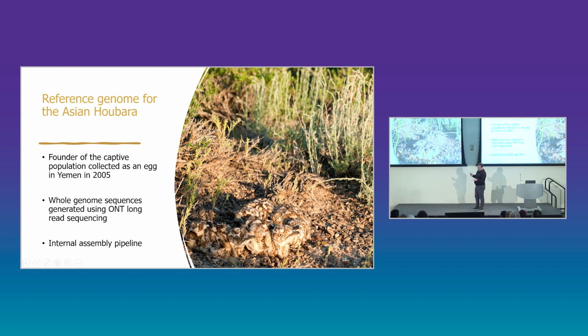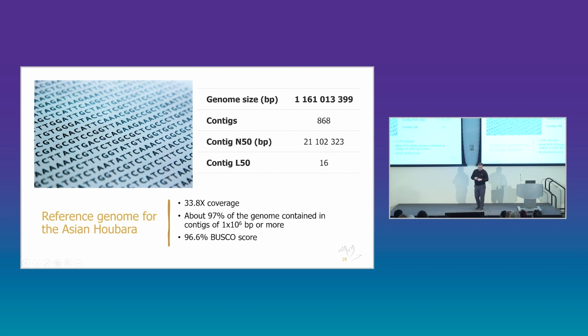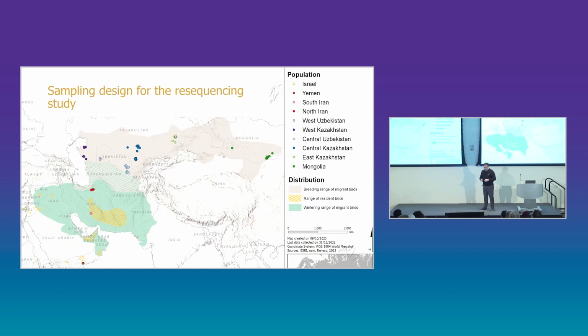So the output of it was a genome of about 1.2 gigabases with close to 900 contigs, but also an L50 of 16, and a very good coverage. And what's important for the following part of the study is that 97% of the genome was contained in contigs that were at least 1 million base pairs. So we used this to then do our resequencing project.